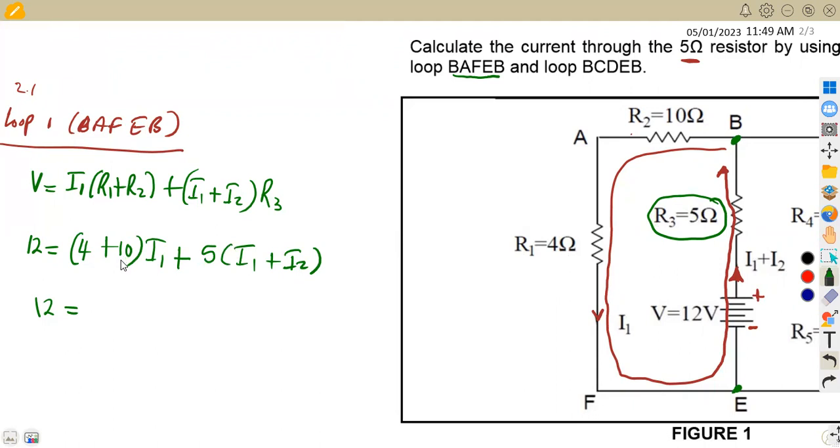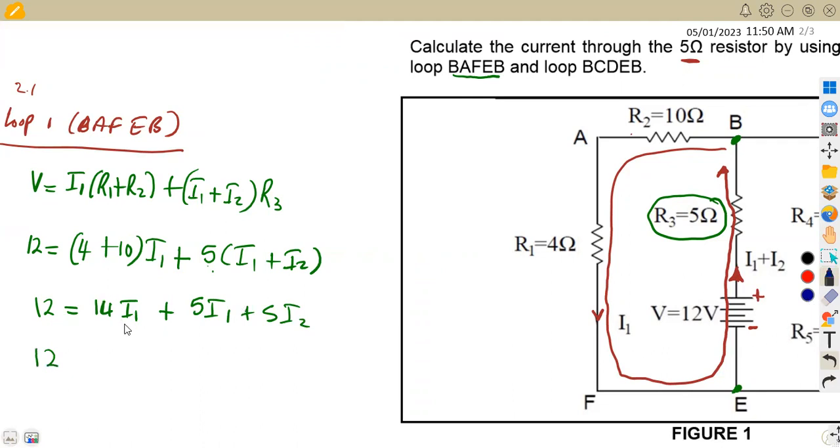So here we are going to obtain 14 I1. Then we expand the brackets by 5 times I1, which is 5 I1, and 5 times I2, which is 5 I2, like this. So you can collect like terms.